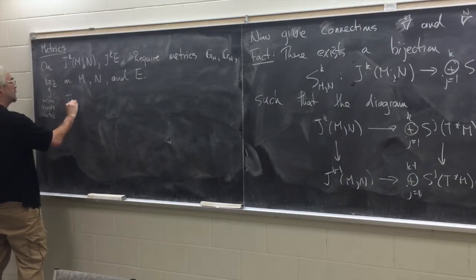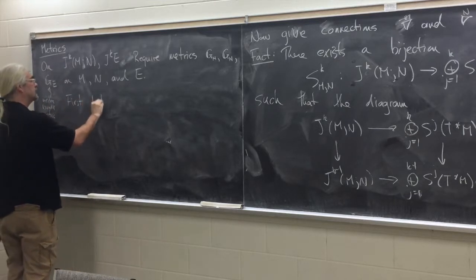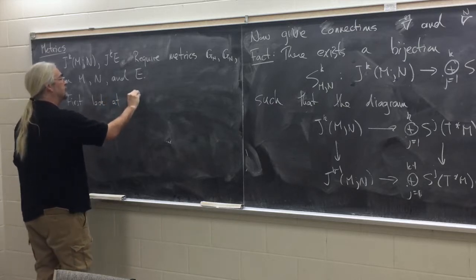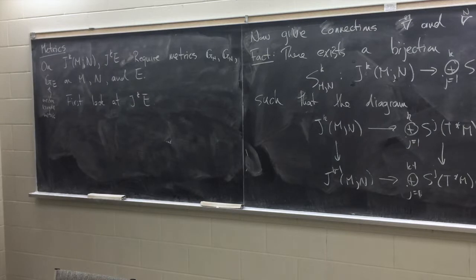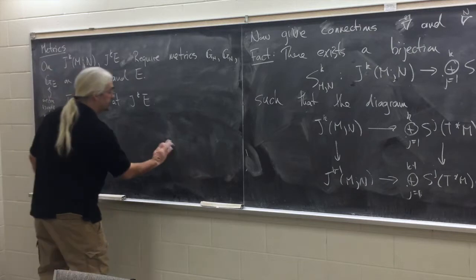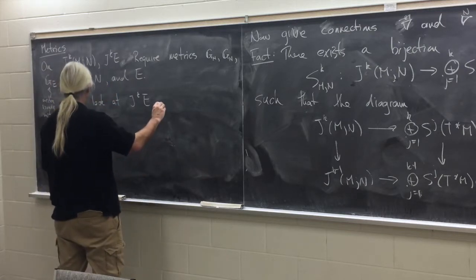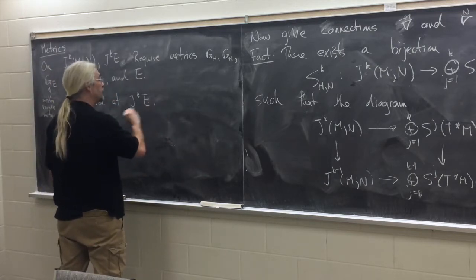All right. So first, let's look at J^k E. All right, so what do I have? I have a connection. I still have all of those connections. Those choices have been made and I fixed them for eternity. And I will now make these choices and fix them for eternity. All right. Okay, so what do we have now?